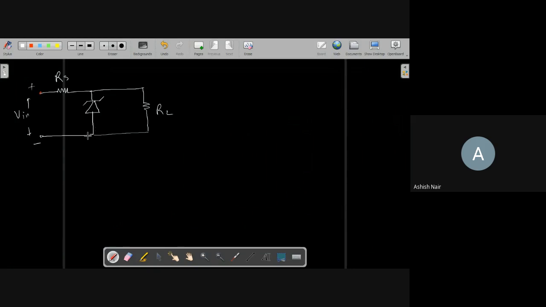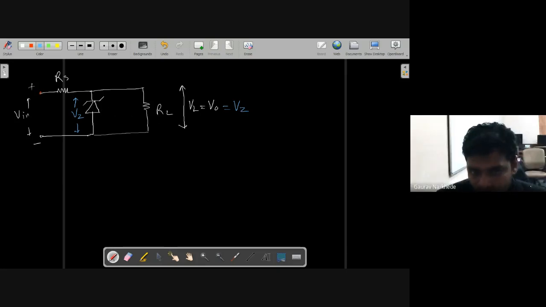This is the basic circuit, right? And we are taking the output across this RL, and whatever output is there, let us say the voltage is VL, that is your output voltage. Now, what is the voltage across the Zener diode? VZ. So voltage in parallel is the same. These two components are in parallel, so this voltage is equal to VZ, right?